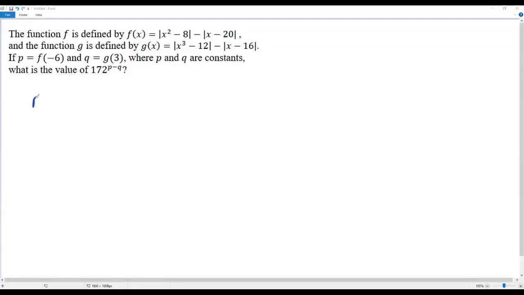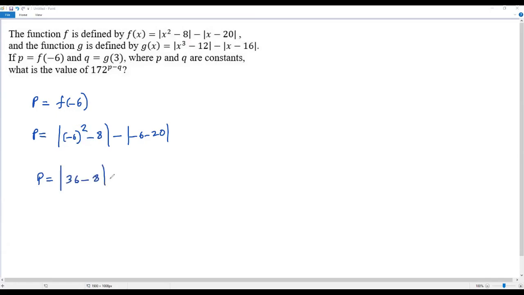First let me evaluate the value of p, that is p equals f of negative 6. Now I plug in negative 6 for x into the function f of x. That is p equals absolute value of negative 6 whole squared minus 8, minus absolute value of negative 6 minus 20. We get p equals negative 6 whole squared is 36, minus 8, minus absolute value of, when I combine negative 6 and negative 20, I get negative 26.